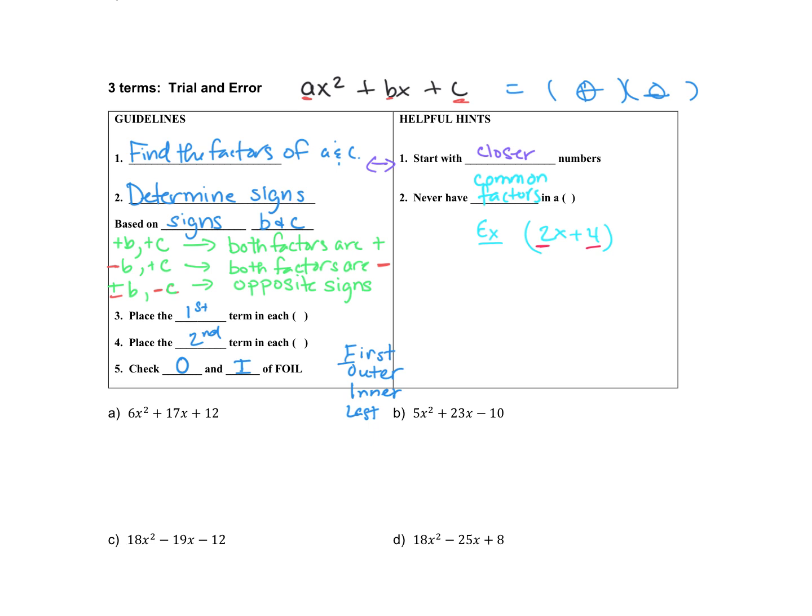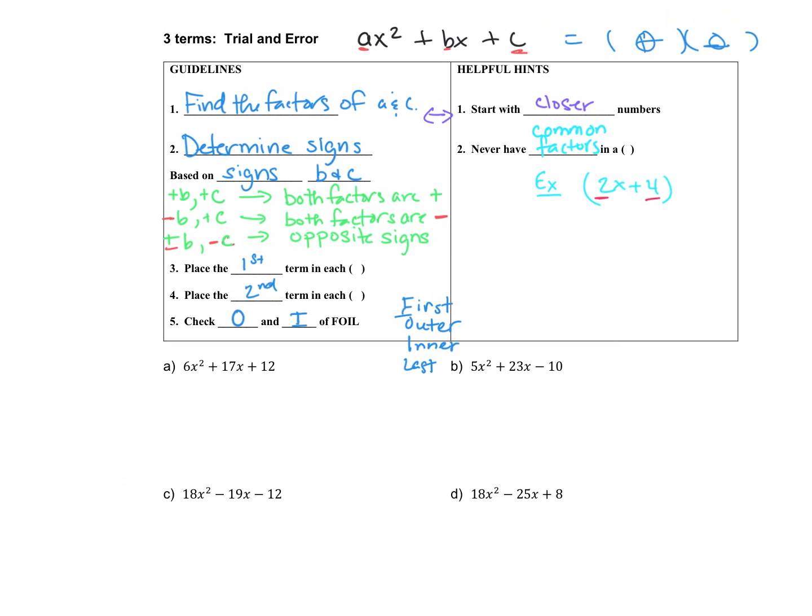So let's look at A. Let me move this up for myself. Okay, so for A, we're going to look first at the factors of A and C. So here's A, here's C. The factors of A, which is your 6, are 1 times 6 and 2 times 3. And then your factors of C, which is 12, are 1 times 12, 2 times 6, and 3 times 4.